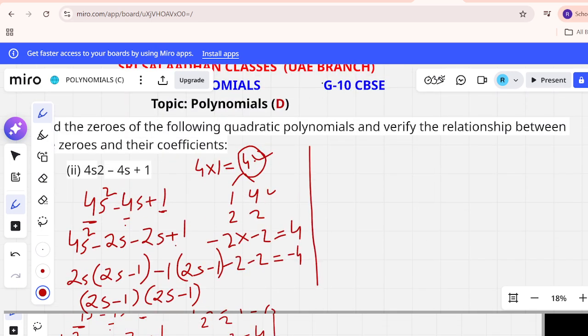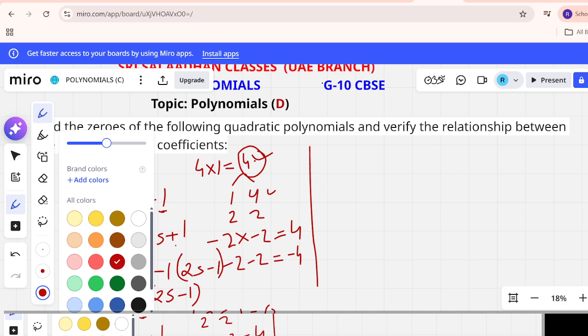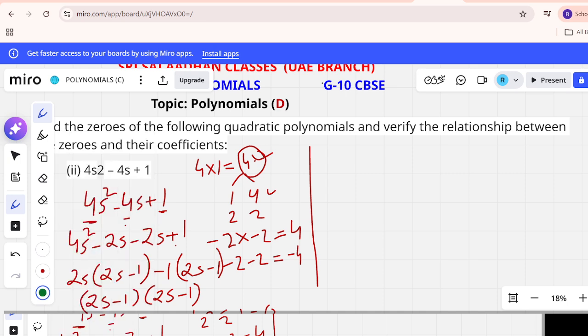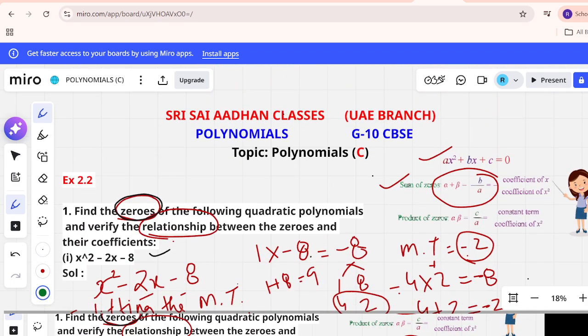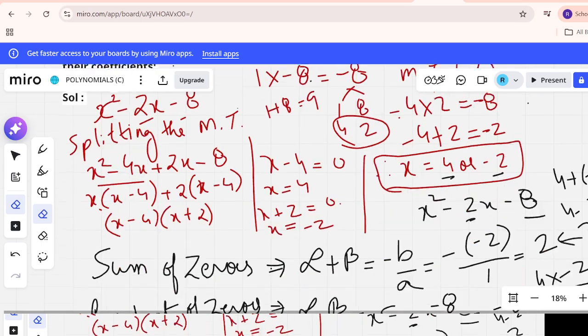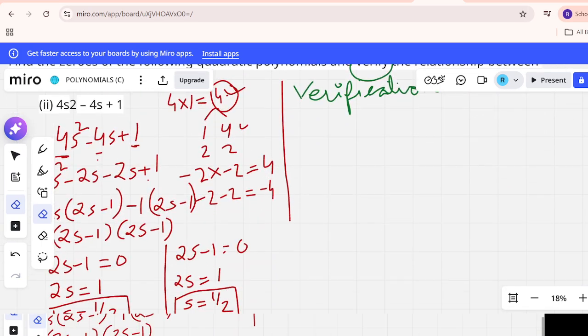Now what we need to do is the verification part. We write the heading as verification. Earlier for the verification, we used this formula: sum of the zeros, alpha plus beta, is equal to negative b by a, and product of the zeros, alpha times beta, is c by a.